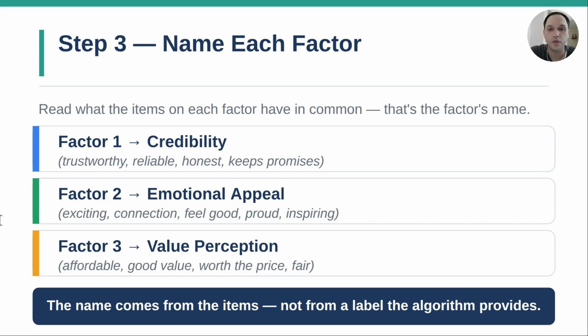For factor 1, trustworthy, reliable, honest, keeps promises, consistent, the common thread is clearly credibility. For factor 2, exciting, connection, feel good, proud, inspiring, the common thread is emotional appeal. And for factor 3, affordable, good value, worth the price, fair, the common thread is value perception. The algorithm doesn't provide these names, you provide them based on what the high loading items share.